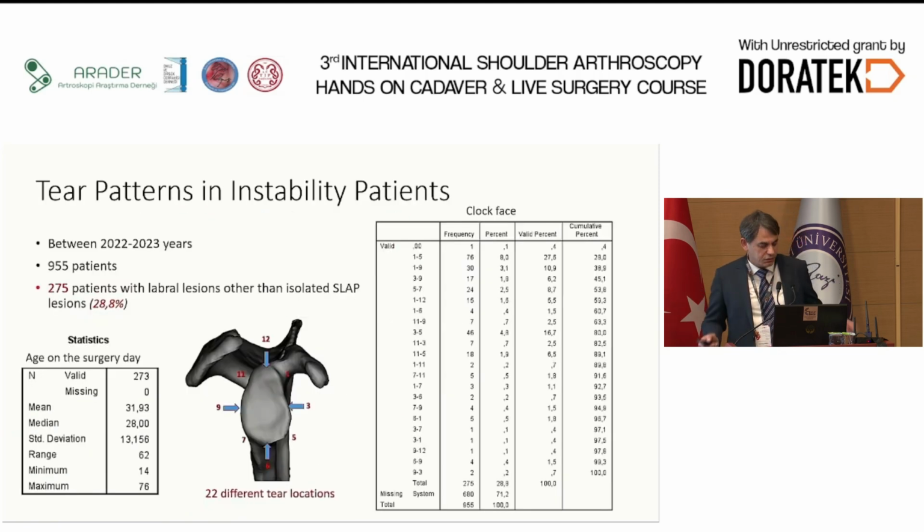Then we checked all the patients in 2 years. We found that there are lots of variations, about 22 variations of labral tear patterns. So there's not one type of tear. There are different types of tears when we consider the glenoid as a clock face.